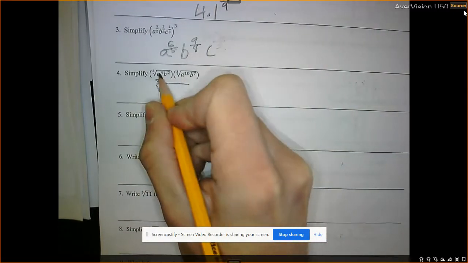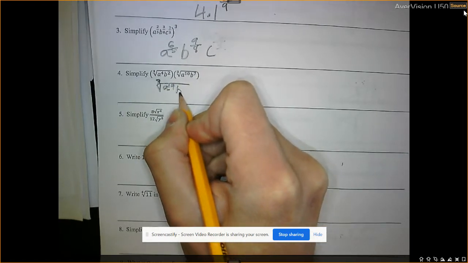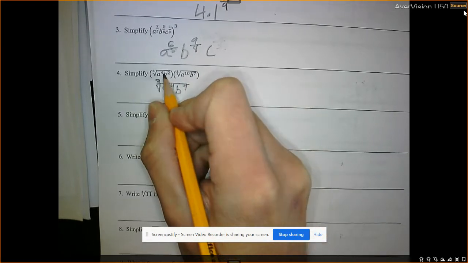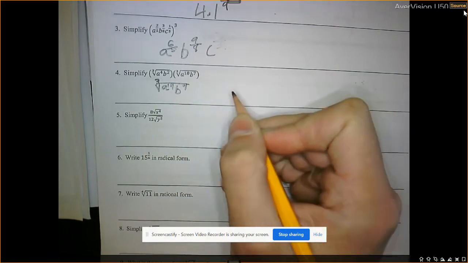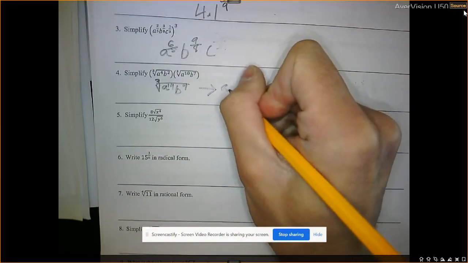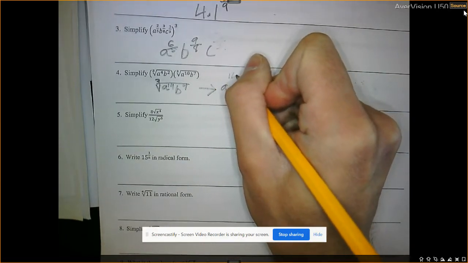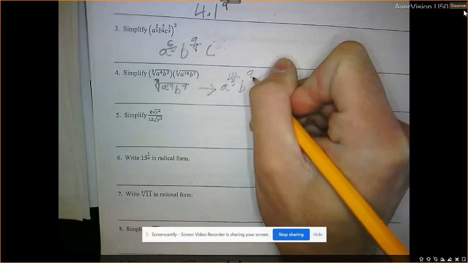Then 10 plus 4 is 14, and 2 plus 7 is 9. So we added the exponents of our a's and added the exponents of our b's. And now from here, we can say that we have a to the 14 over 3, b to the 9 over 3.